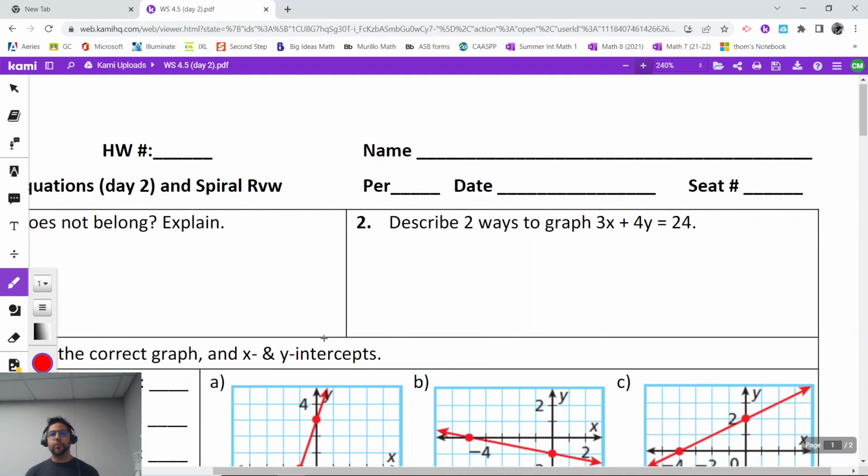Number 2, describe 2 ways to graph that equation. Well, we talked about it just on the video a moment ago. You can make a data table, or even better yet on this one, I think it would be best to make your x-intercept and y-intercept.